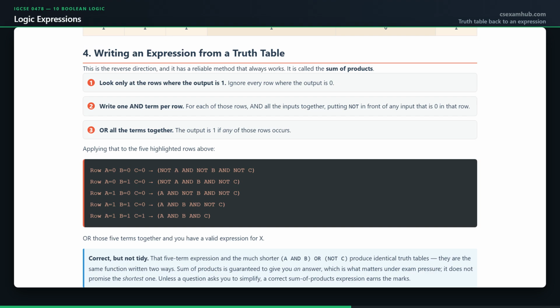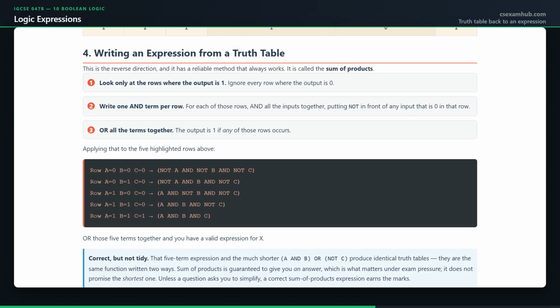On our table, 5 rows give an output of 1. The first is A 0, B 0, C 0, which becomes not A and not B and not C. The next is not A and B and not C. Then A and not B and not C. Then A and B and not C. And finally, A and B and C. All those 5 terms together and you have a valid expression.